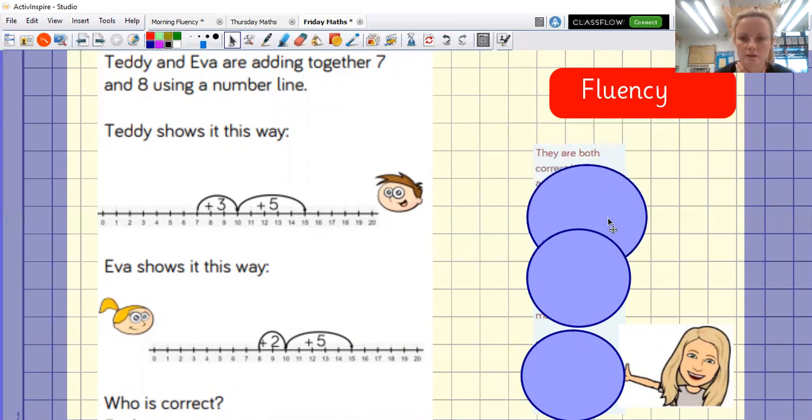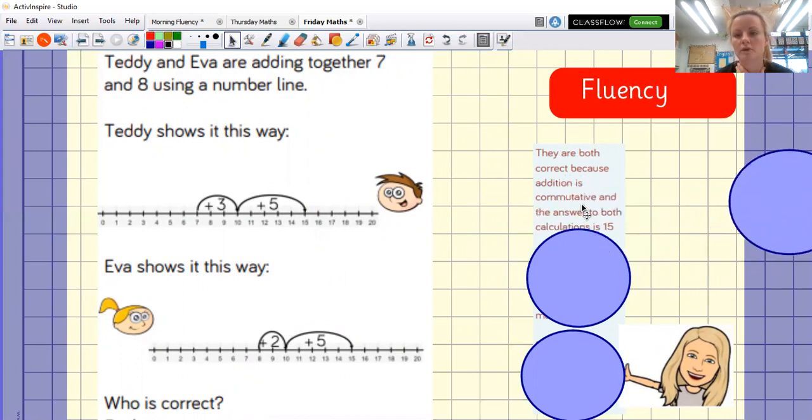Okay, let's have a quick discussion. So you're right, they are both correct, because addition is commutative, which means you can have them either way round. You could have 7 plus 8 or 8 plus 7. So they both got the correct answer, which is 15. They just had the addition slightly the other way round.